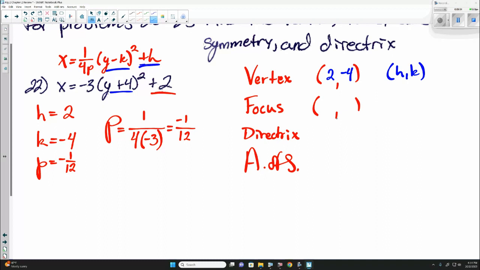Our focus, again, we have x equals, and if we look at the form, it's h plus p, comma, k. So our k value is still -4. H plus p would be 2 plus -1/12. Will actually work out to be 23/12.